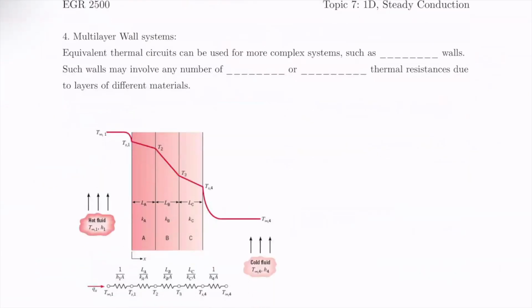Okay, so we can use the same idea for even more complicated scenarios. So if we have, for example, multi-layer wall systems, so if we have composite walls, which is just another way of saying a multi-layer wall system. So these types of walls can involve any number of series or parallel thermal resistances due to the layers of different materials.